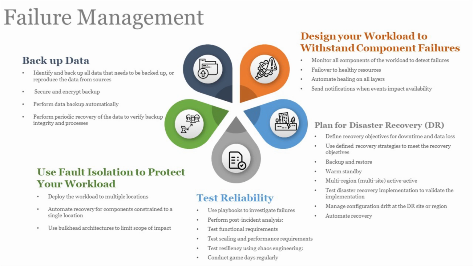2. Use fault isolation to protect your workload. By setting up fault-isolated boundaries, you can limit the effect of a failure to a limited number of workloads. A few best practices around this are: deploy the workload to multiple locations. Your workload should be deployed across multiple locations, and this should start with spreading the components across different availability zones within an AWS region. This ensures that even if there are component-related or AZ-related failures in a specific availability zone, you can continue to serve the traffic using the other AZs.